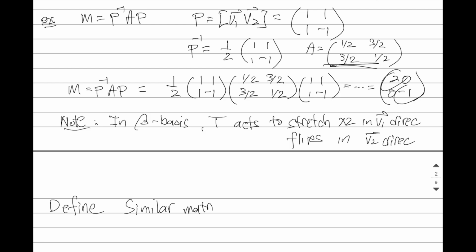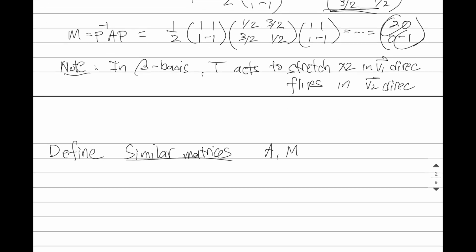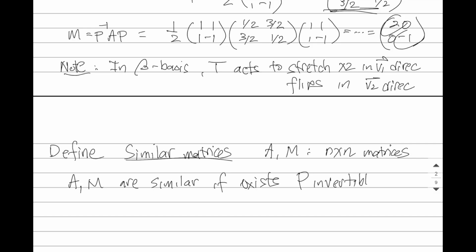We are going to define something called similar matrices. Similar matrices represent the algebraic connection between matrices when we switch bases. So if these are n by n matrices, we will say that these two matrices A and M are similar matrices if there exists an invertible n by n matrix P so that A is PMP inverse, or if you wanted to think of it, just a revision of this formula here.